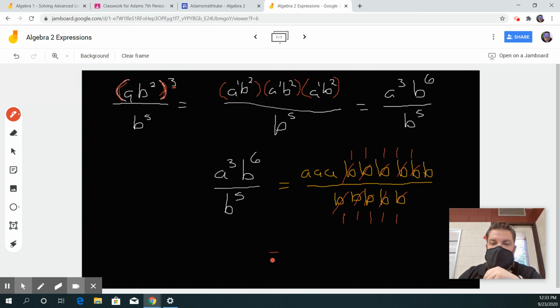What I'm left with on top is a times a times a, which is a to the third, all over b to the first, and then I don't have anything on the bottom but 1 times 1 times 1 times 1, which is 1. So the answer is just a to the third times b.